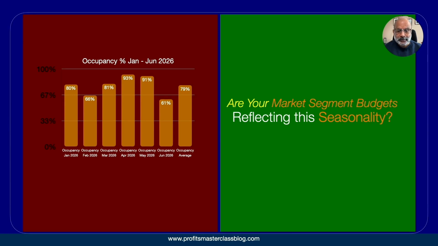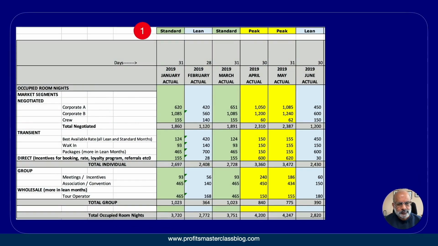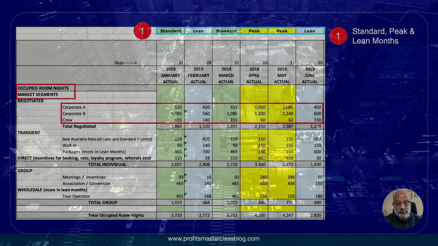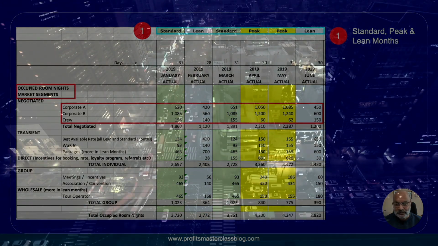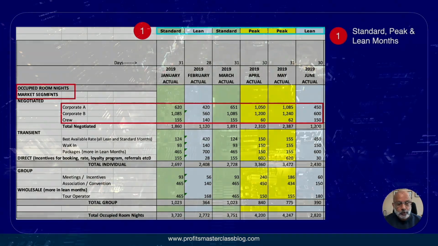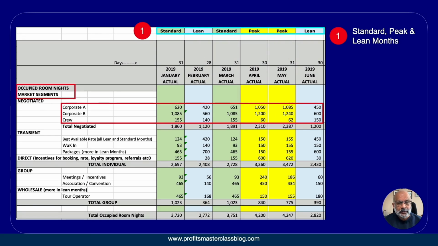Are you considering the demand increase and decrease in your market segments? Let me illustrate. First, note how number 1 powerfully brings in the seasonality factor into your budgeting. Next, note the month-wise market segments, which are based on standard, lean, and peak month demands. Room nights are varying from month to month according to the type of market segments. Corporate A in the month of January has a different room nights count compared to corporate B or even the crew.